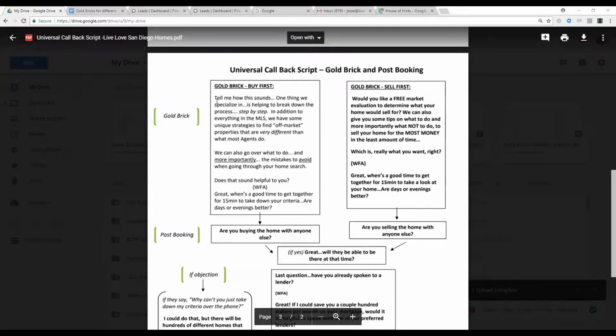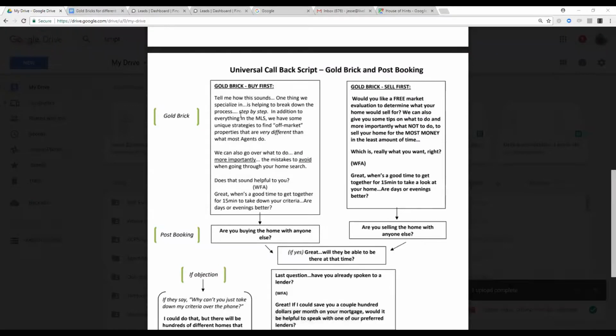Tell me how this sounds. One thing we specialize in is helping to break down the process step by step. So in addition to everything in the MLS, we have some unique strategies to find off-market properties that are very different than what most agents do. We can also go over what to do and, more importantly, the mistakes to avoid when going through your home search. Does that sound helpful for you? WFA means wait for answer. So great. When's a good time to get together for 15 minutes to take down your criteria? Are days or evenings better for you?